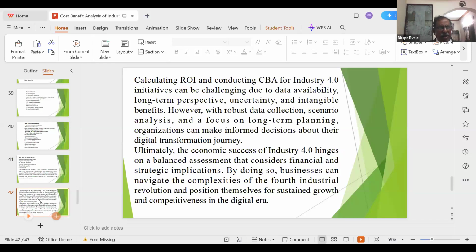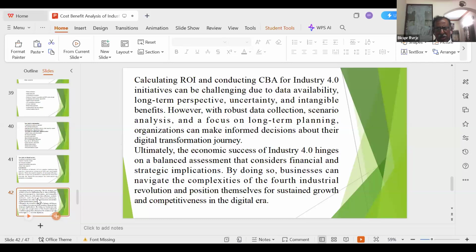Calculating the ROI and conducting the cost benefit analysis of Industry 4.0 initiatives can be challenging due to data availability, long-term perspective, uncertainty, and intangible benefits.